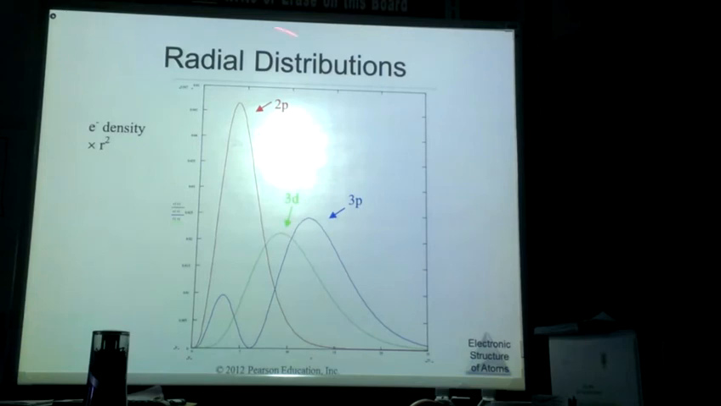Okay. So I can also have a radial distribution comparing 2p, 3p, and 3d. If I use instrumentation, we actually see that 3d is a little bit lower in energy than 3p.